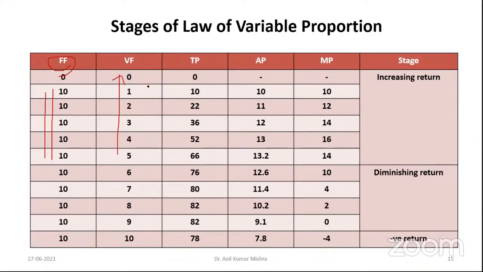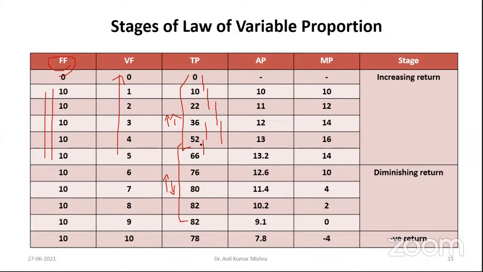When the variable factor increases along with the fixed factor, what happens to the total product? Initially it increases by 10, thereafter by 12, then by 14, then you can find it increases by 16, right? It increases at an increasing rate. So up to this point, the total product increases at an increasing rate. After that, when the variable factor further increases along with the fixed factor, here it increases by 16, right? Thereafter, what do you find? It increases by 14. That means it starts decreasing, right? Then we find that it increases at a diminishing rate up to this point.